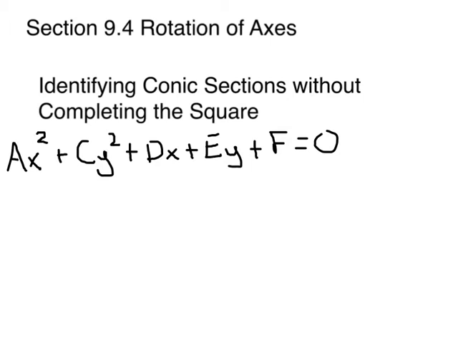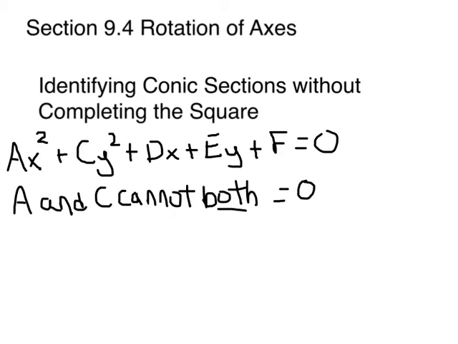So we first just need to make sure that it's in this form here. This is the non-degenerate conic section. All that really means is that we have a conic section, but we haven't identified yet what it is. In order for this to work, A and C cannot both equal 0. A can equal 0 or C could equal 0, but they cannot both equal 0. As long as that is the case, we can go ahead and use this formula.